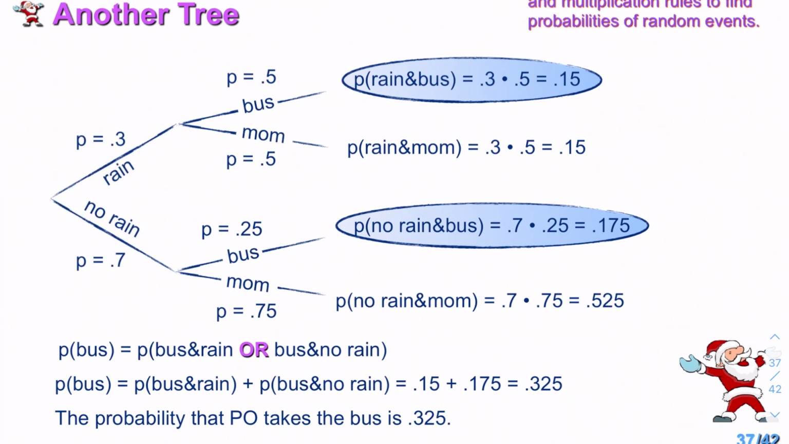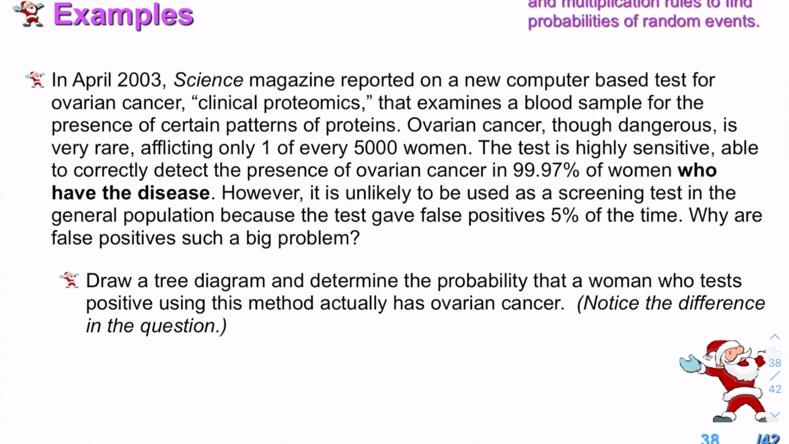So the probability that Papa Oscar takes the bus is when does he take the bus in either of these cases. So it's either rain and bus or no rain and bus, which would be 0.15 plus 0.175, or 0.325. And that's how we utilize this visual to find out where these resultant probabilities come from.